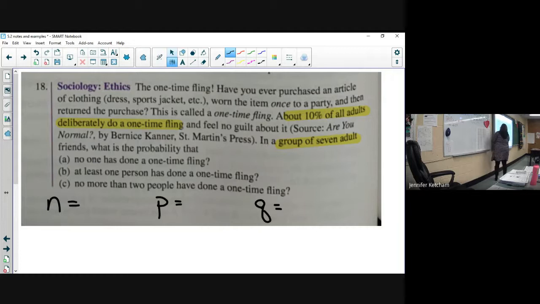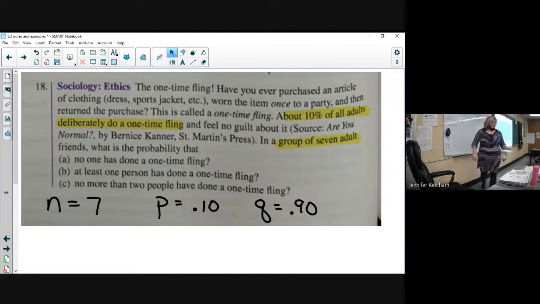Beautiful, 7, yes, right? There's 7 adults. What's the probability of doing this, wearing it and returning it? 10%, right? So that's your probability of success. And then people that don't, the other 90%. And then, like I said, now you're going to do your different R values for A, B, and C, calculate them, all that good stuff. So you're going to finish up for homework. Sound good? If not, too bad, so sad, do it anyway.